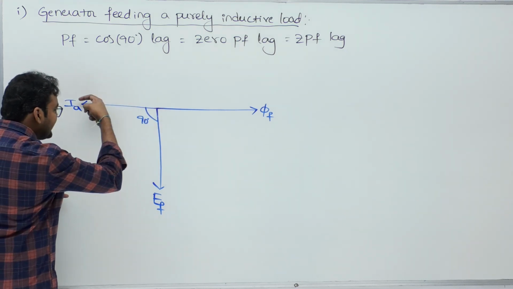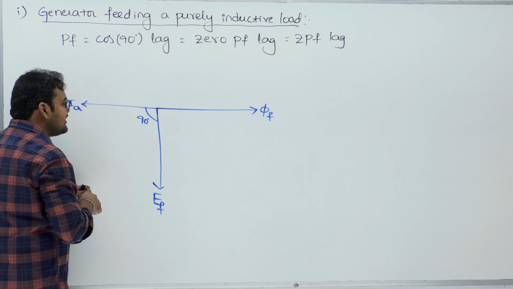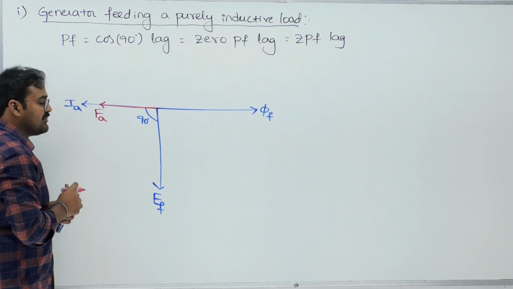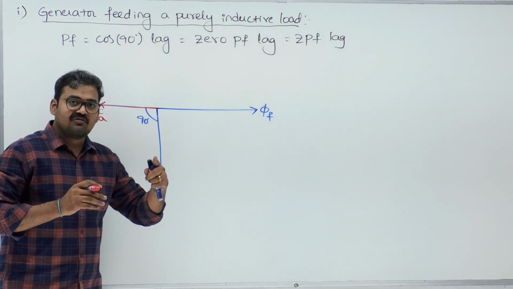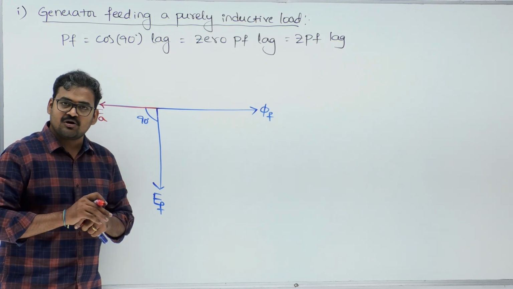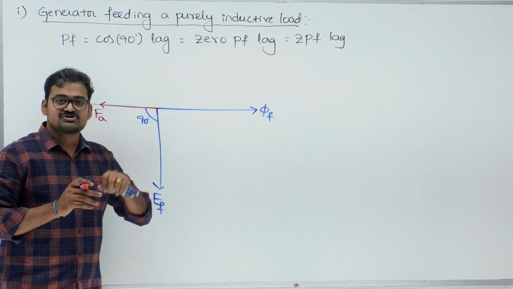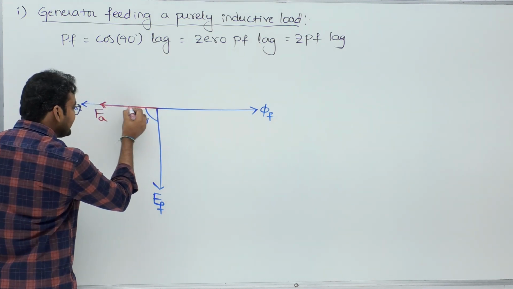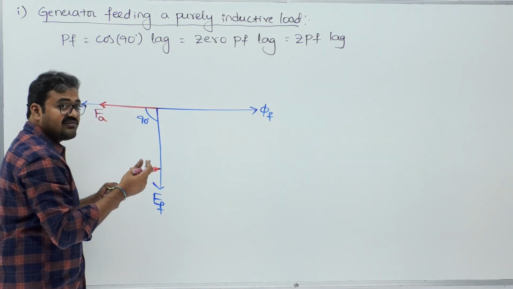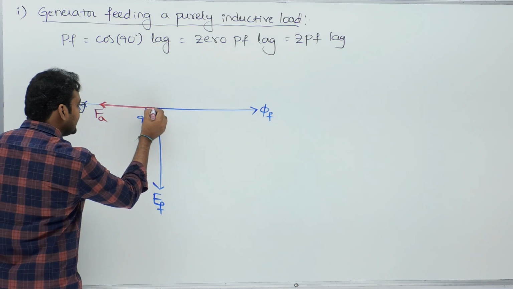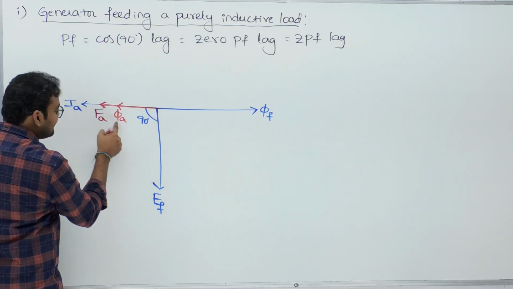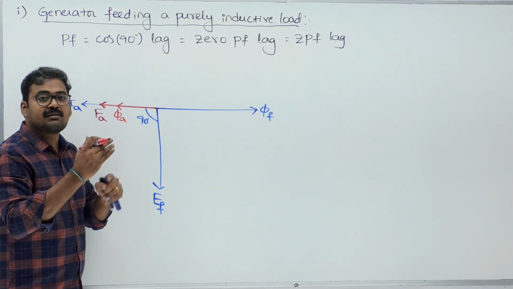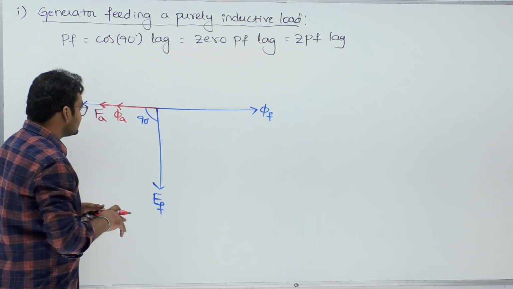Now, if this is the phase for armature current, can I say armature MMF will also be in the same phase? This is armature MMF, because MMF is equal to number of turns times current. Number of turns are always constant, so MMF is always proportional to current. This is the phasor for armature MMF. Then what about the phasor for armature flux? Same. Why is flux in phase with MMF? Because I told you, we are talking about a cylindrical rotor machine where flux and MMF are proportional to each other.